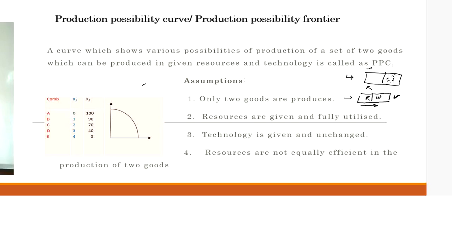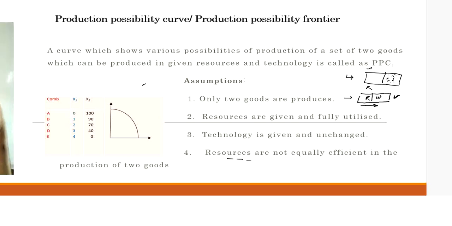Technology is given and unchanged. It means during the analysis period you won't change the technology, because if you change the technology, what will happen? Without reducing production of one good, you can increase the production of one by making improvement in technology. That's why it is also assumed as constant. Technology is given.